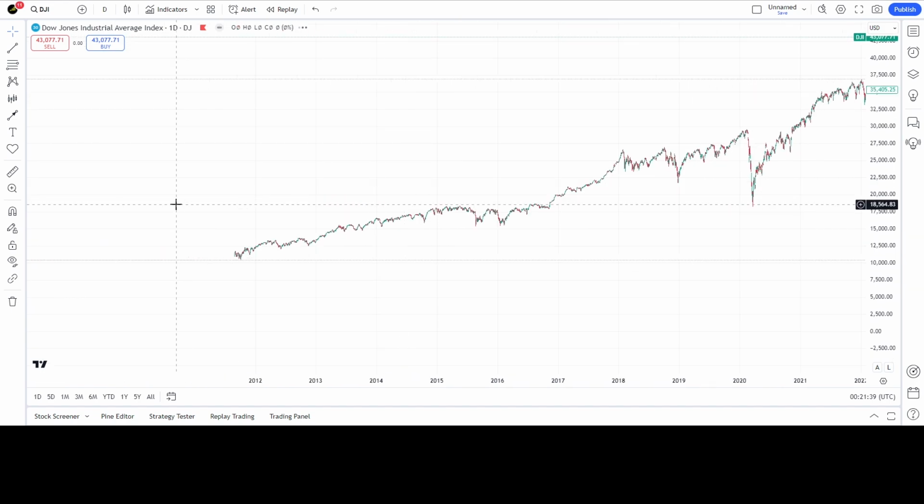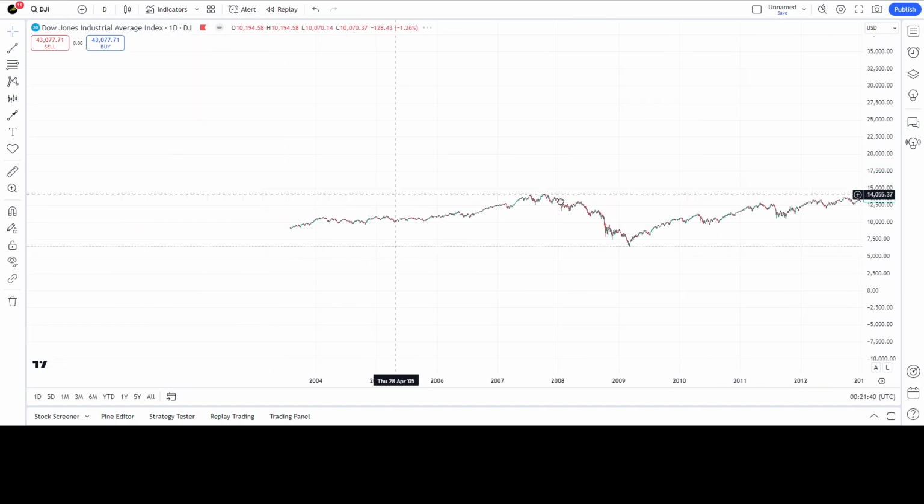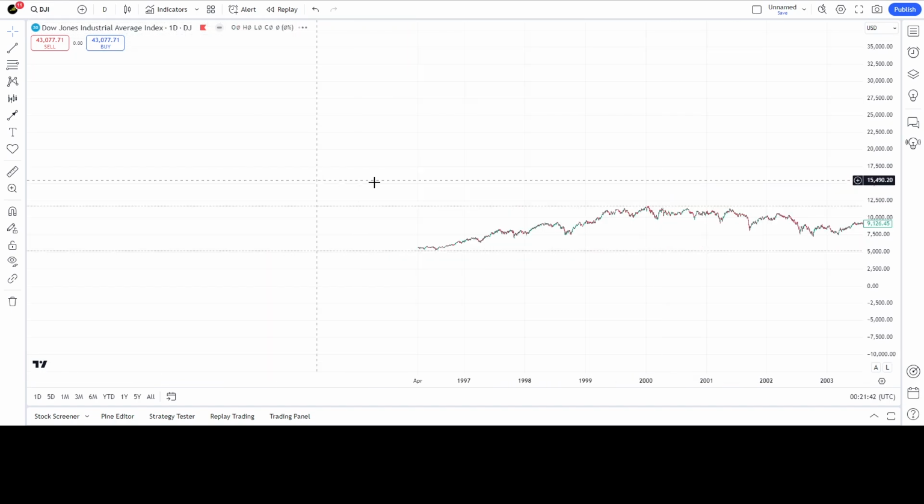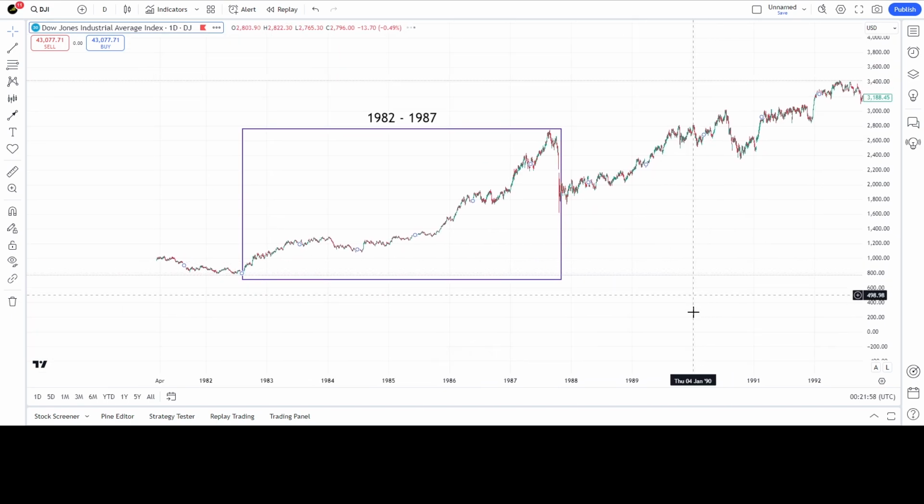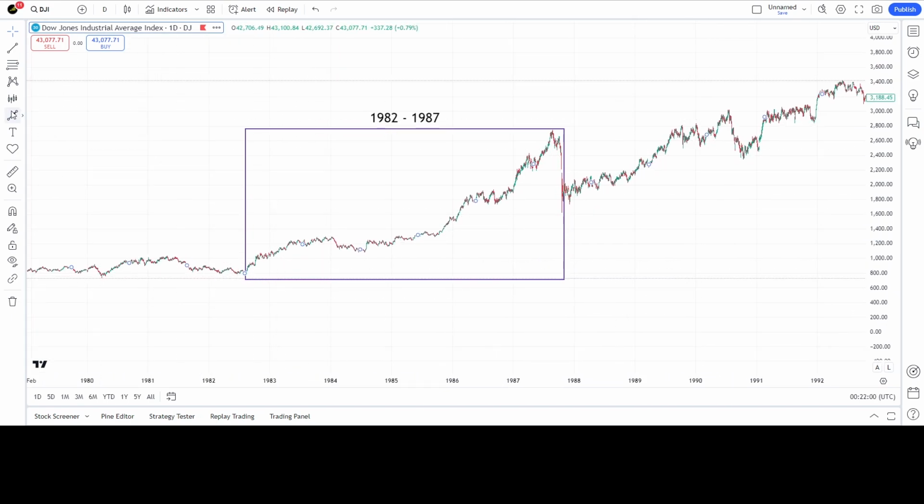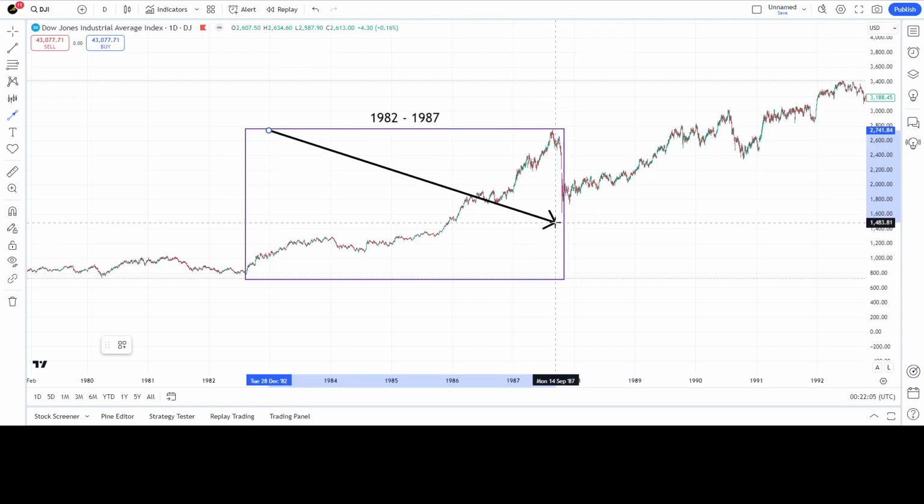Let's move to the next structure that I'd like to examine, and that is 1982 to 1987. So yes, this is another crashing structure, another run-up to a substantial crash.